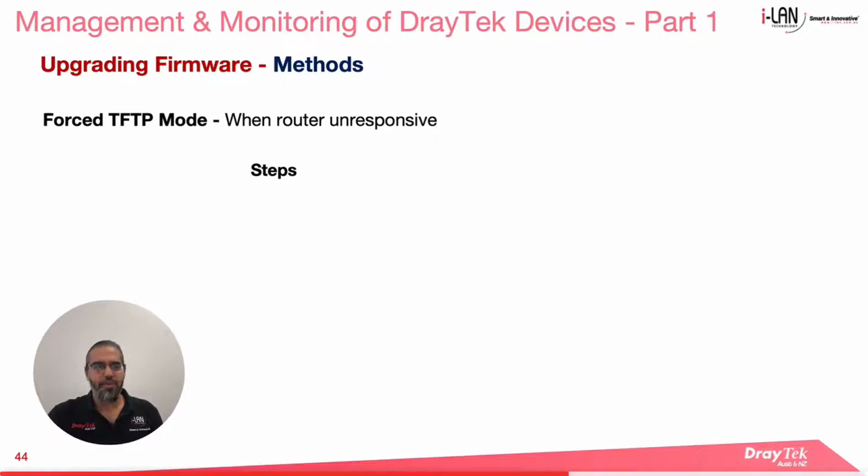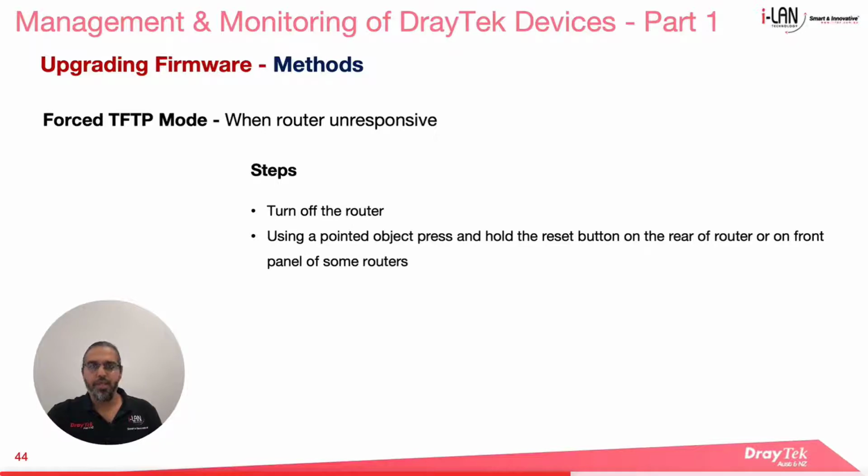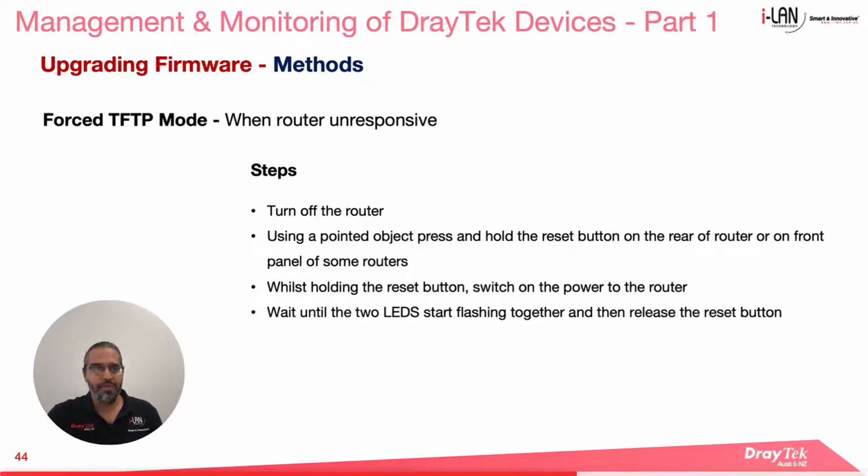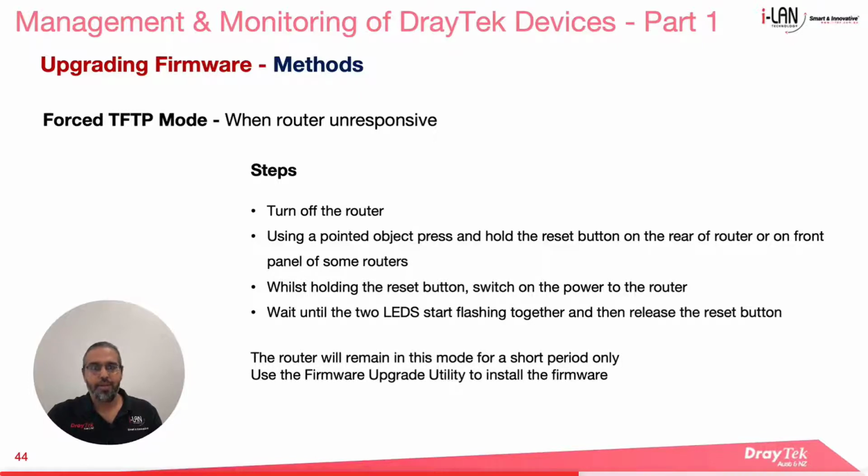Let me just run through the steps real quick. First, switch off the router. Then, using a pointed object, press and hold the reset button, which you'll usually find in the rear of most routers, but some do have it in the front panel. Whilst holding the reset button, switch on the power to the router. Wait until the two LEDs start flashing together, and then release the reset button. The router will remain in this mode for a short period only. Now you can use the firmware upgrade utility to install the firmware.